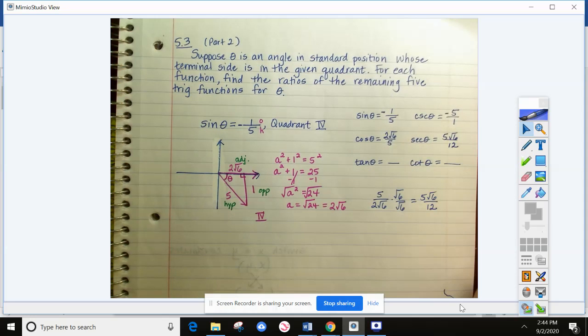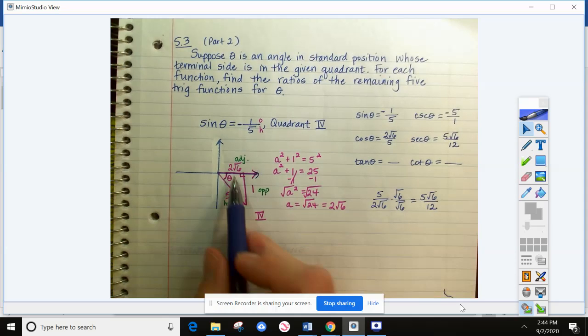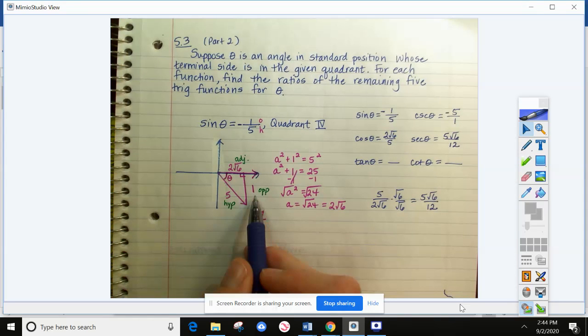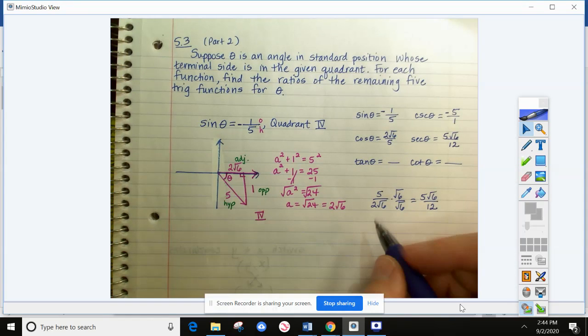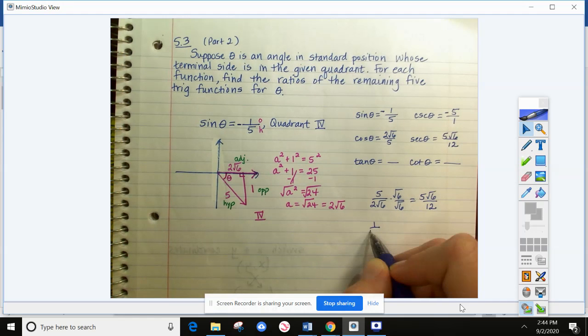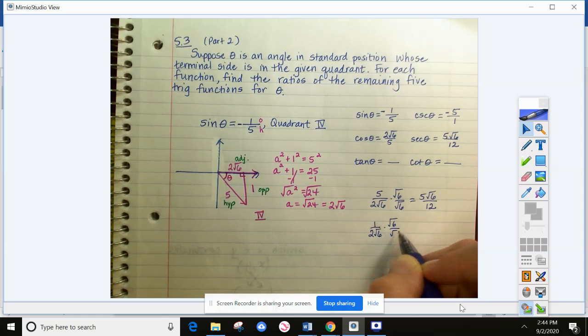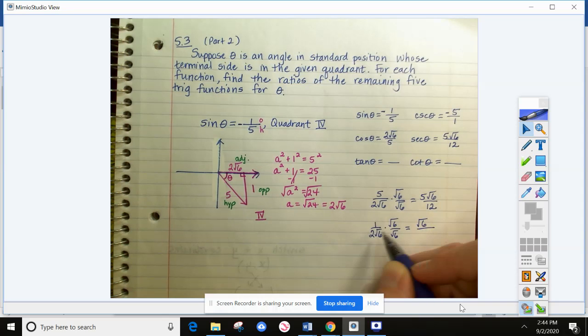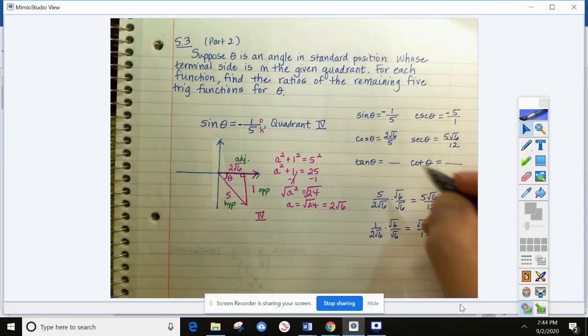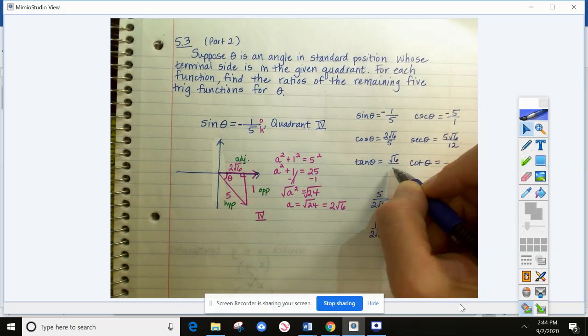All right, come on back to tangent. Opposite over adjacent. Okay, 1 over 2 square root of 6. That's another one of those I'm going to have to rationalize. So let's come down here and do a little work. 1 times the square root of 6 is just that. 2 times the 6 you will get again is just 12. So that is the square root of 6 over 12.